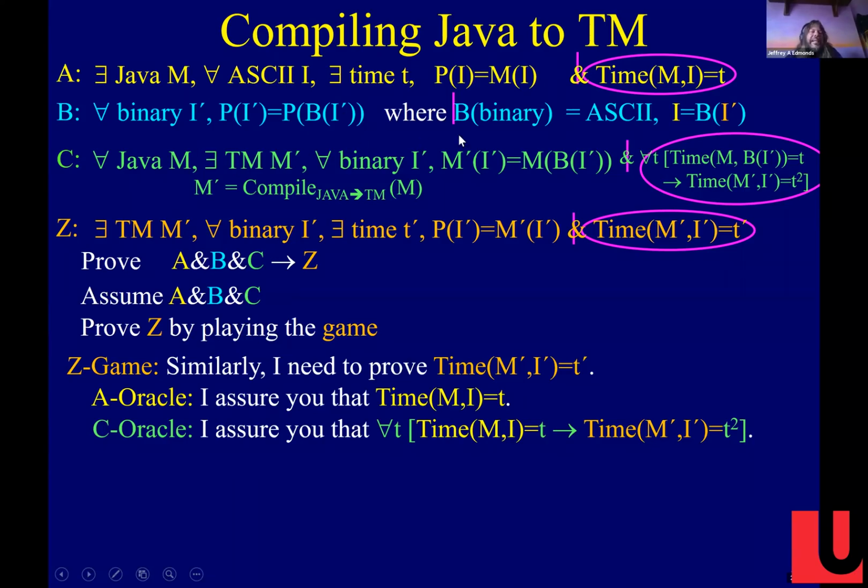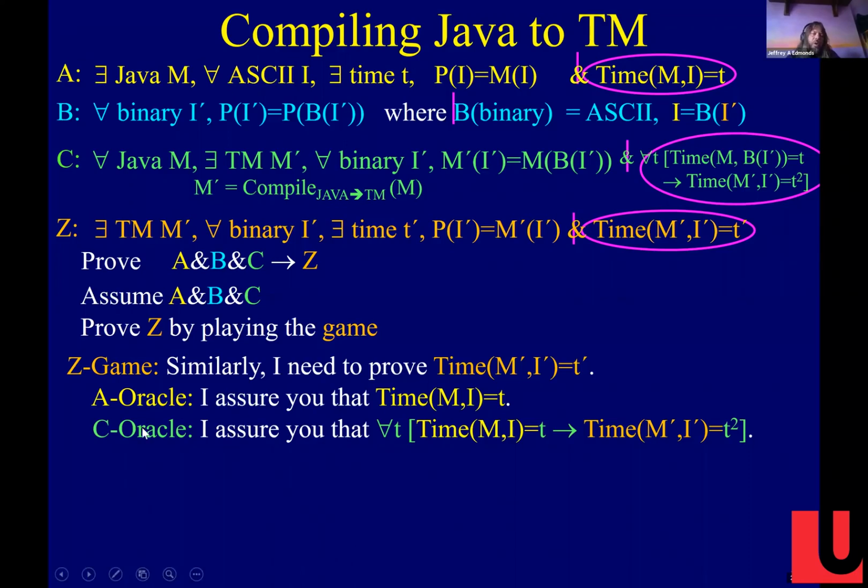So C is not claiming that it knows what the running time of either of these is. All it's claiming is, if the Java program takes time t, then the Turing machine will take time t squared. That's what Oracle C is promising us. That's all Oracle C can promise us, because it hasn't actually studied the deep meaning of the Java program or the Turing machine. It just did a line-by-line translation.